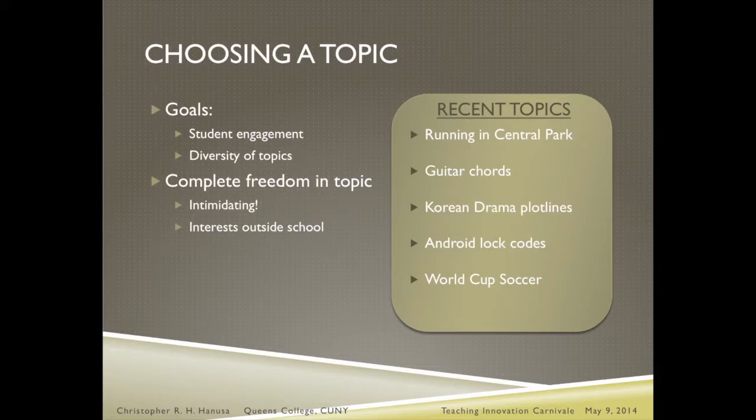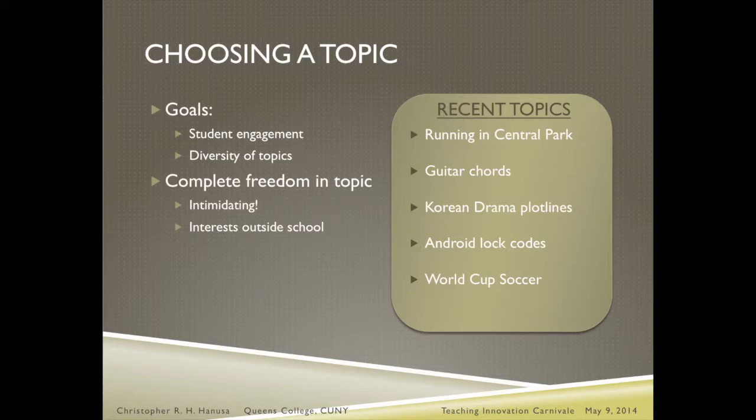When I tell the students that they have complete freedom in choosing their project topic, then they're often very intimidated. They want more guidance than that. But I stand firm and wait for them to come to me with some initial idea. I say, no, you have to choose. And then they'll come back to me and say, well, what should I do? And I ask them, well, what's interesting to you?